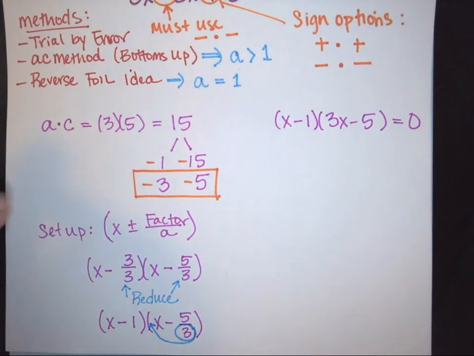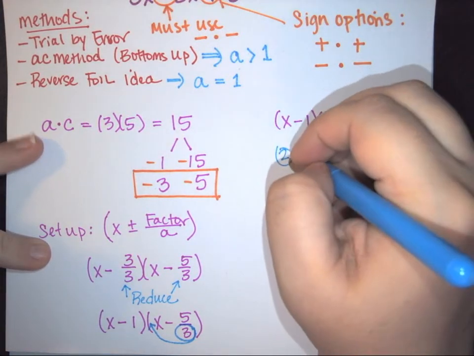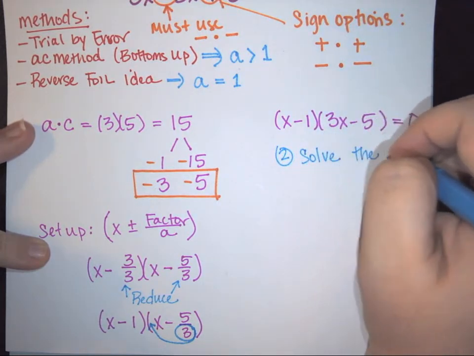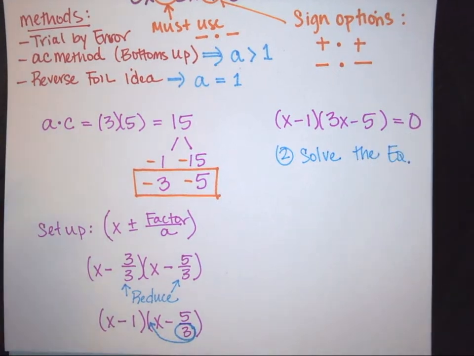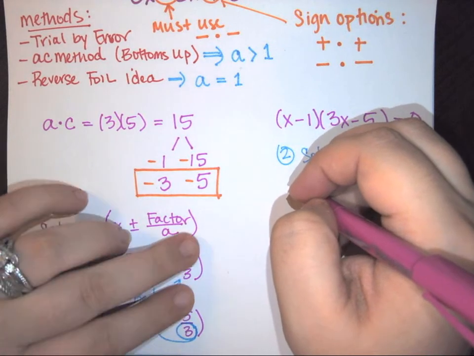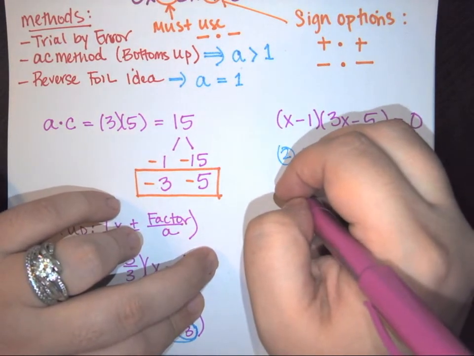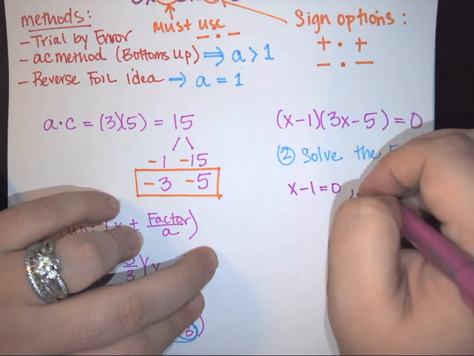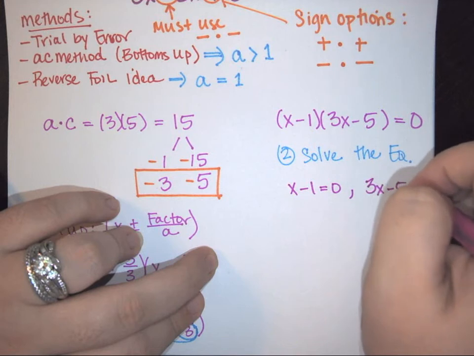Now, the whole point of this problem was to actually solve, so at this point we are not actually done. Now we need to do your second step here, which is we need to solve the equation. Okay, so remember, in order to solve, we have to take each factor and set it equal to 0. So in this case, we would have x minus 1 equals 0, and we would have 3x minus 5 equals 0.